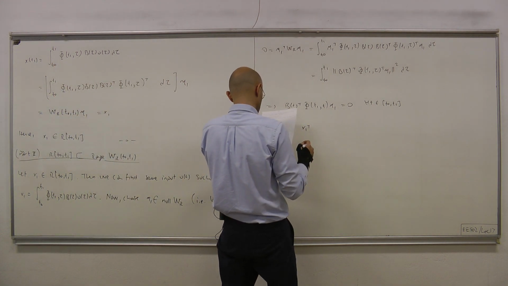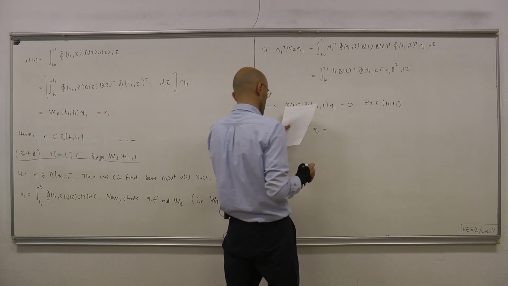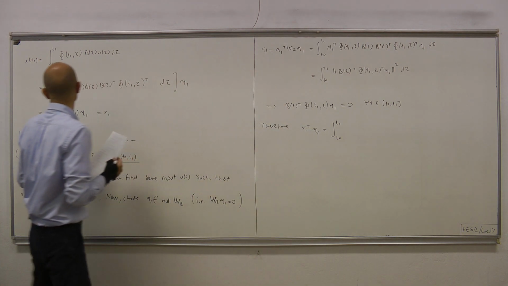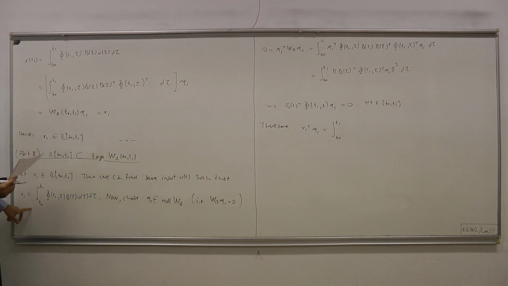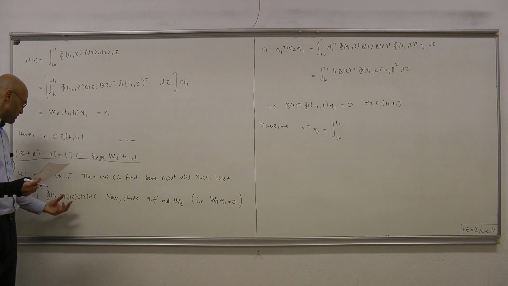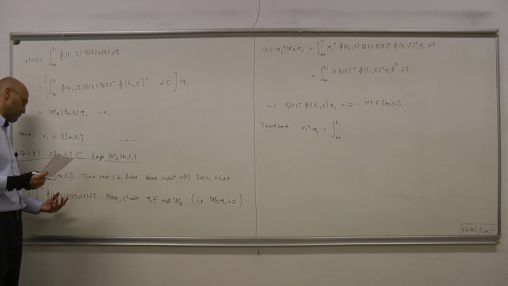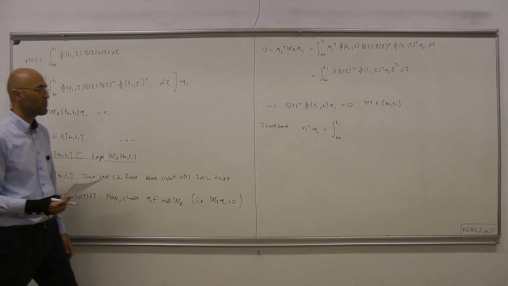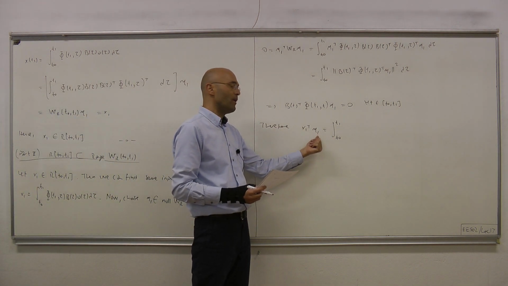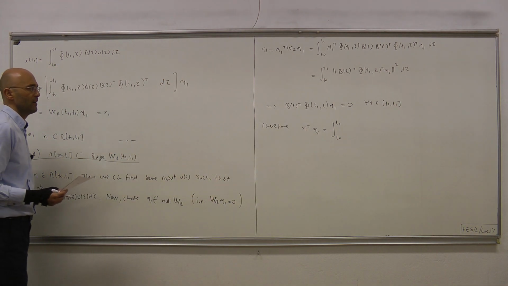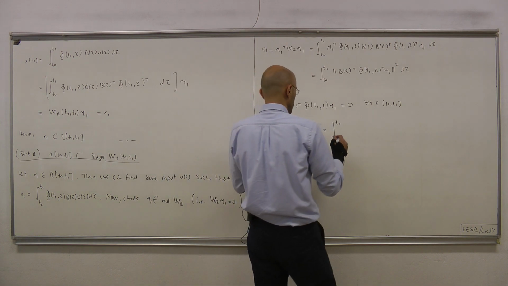x1 transpose times eta 1 equals, okay, the integral from t0 to t1. x1 is here. Now what we're doing is transposing it and multiplying it with eta 1. Transposing simply means we have the same integral, but this time the integrand is transposed, and we're multiplying that integral by eta 1. Eta 1 is a constant vector, therefore we can carry it inside the integration. And if you do that, this is what you have.